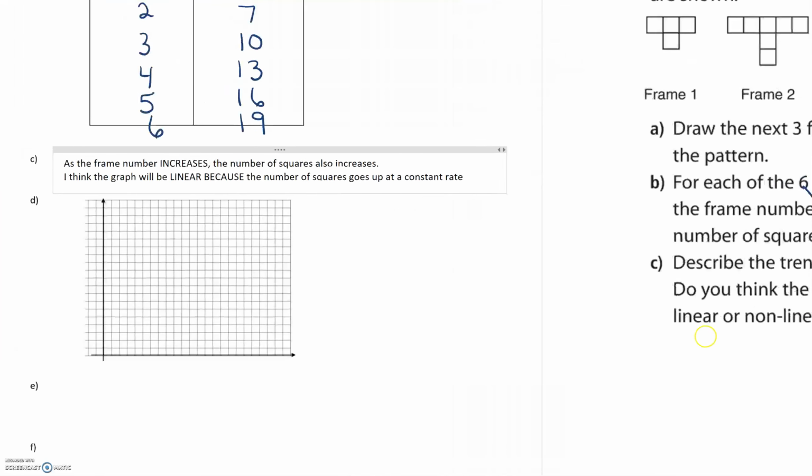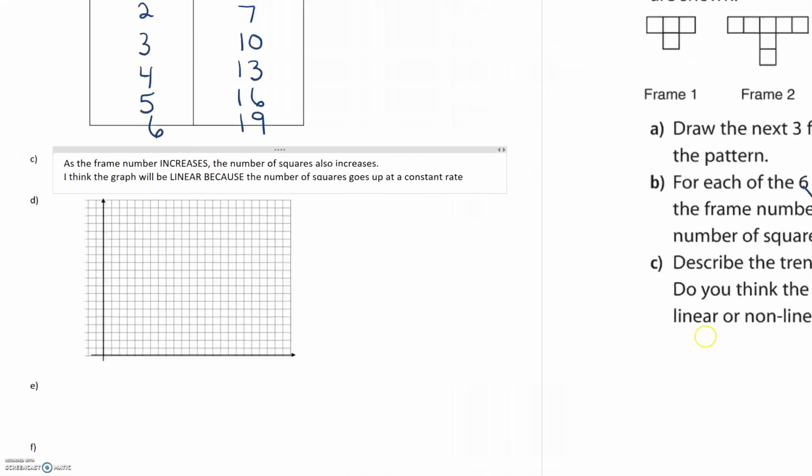I believe for question D, we're just going to have to graph this. Not only are we going to have to graph the data, we're going to have to see if the prediction in part C was correct. So I thought it was linear, but let's see if that was correct. So we have to put a couple things on our graph. Here we're drawing frames. So I'm just going to go back up and see exactly what they're talking about. I'm going to call this frame patterns, as a title.